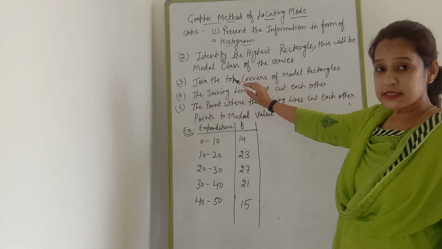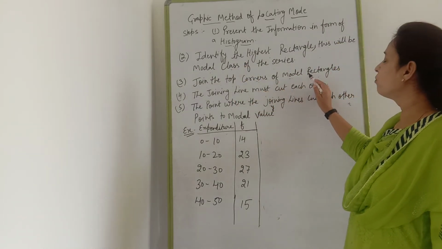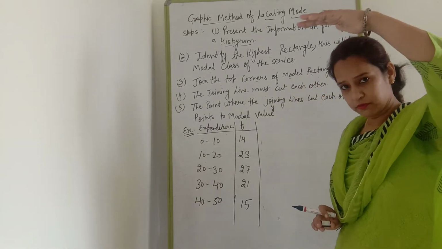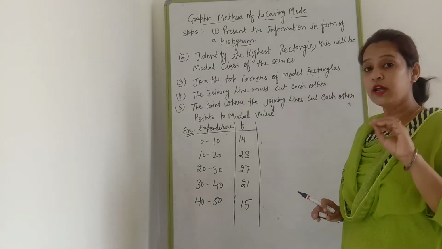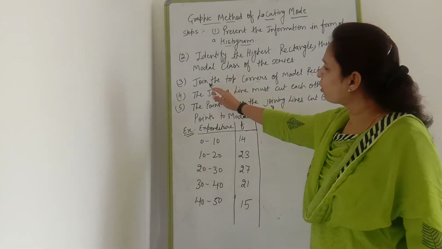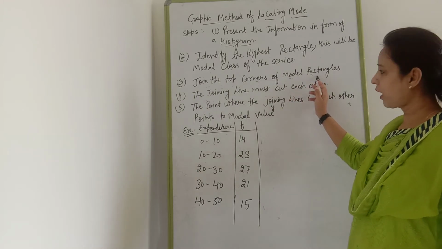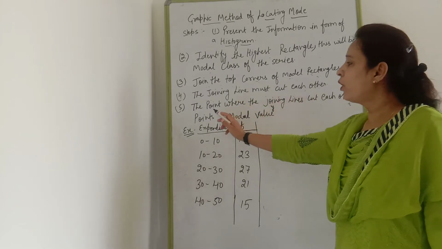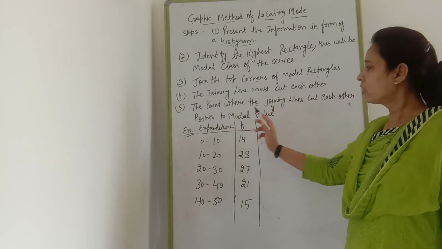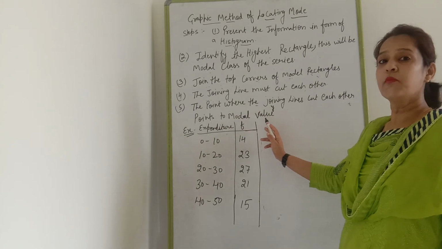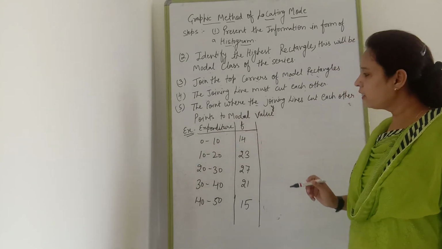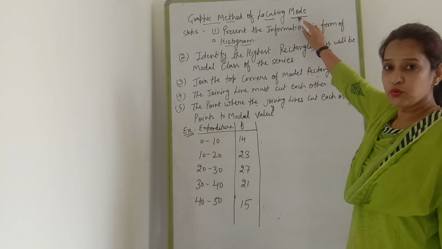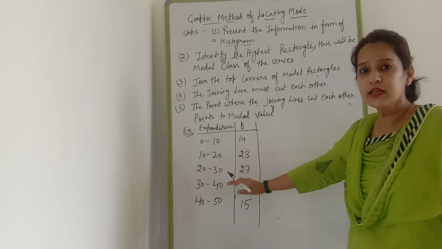Clear? Next, join the top corners of the modal rectangle. It means whatever the highest rectangle you have found, that will be your modal rectangle. You have to join the top corners of the modal rectangle. The joining lines must cut each other. The point where the joining lines cut each other, that will be your modal value. Clear? Now I am going to explain how to calculate mode through graphical representation by this example.